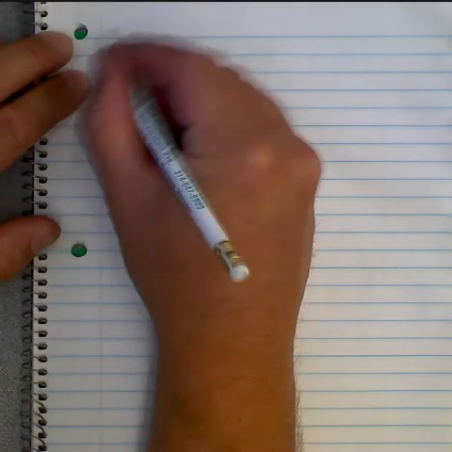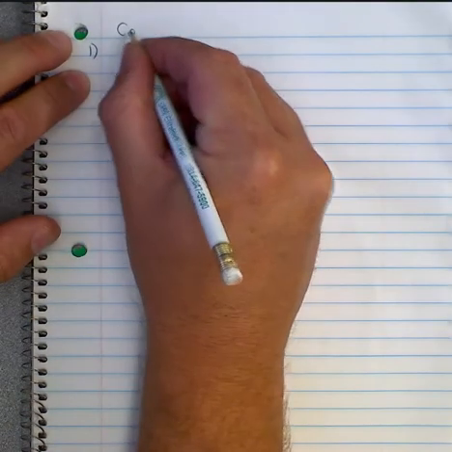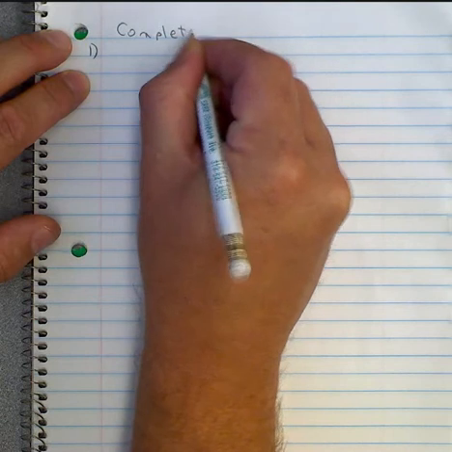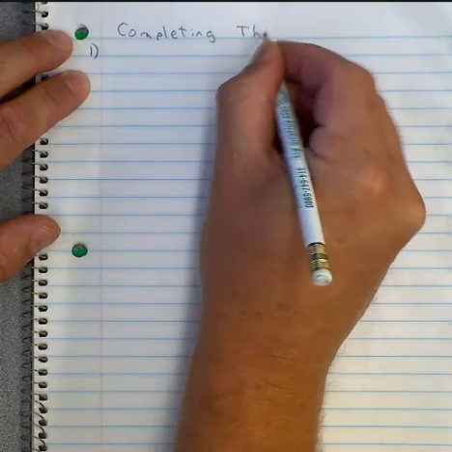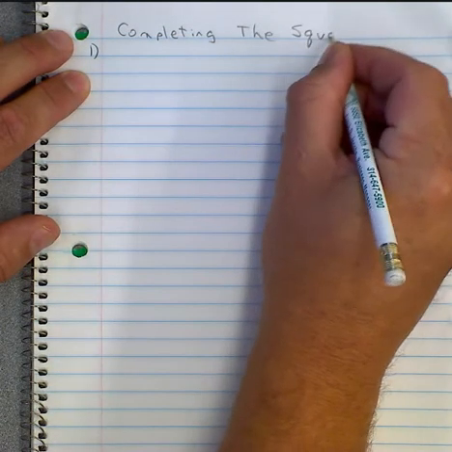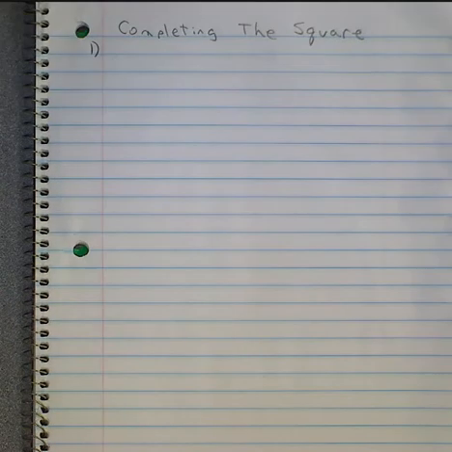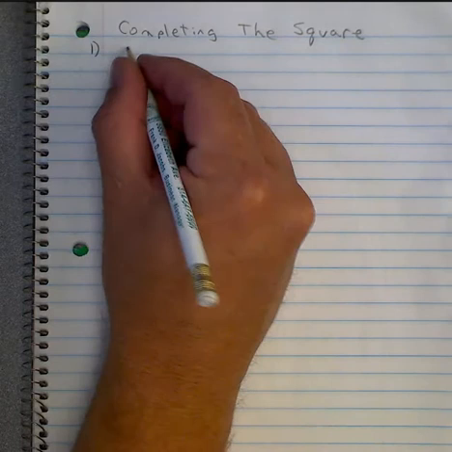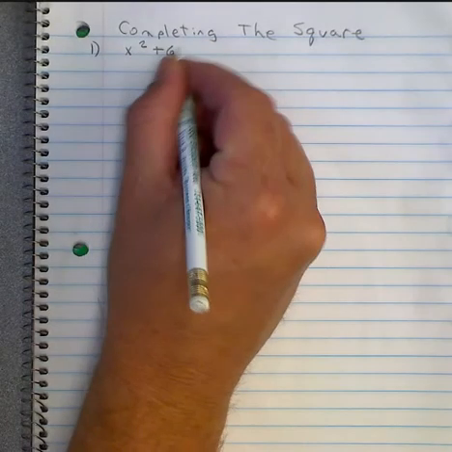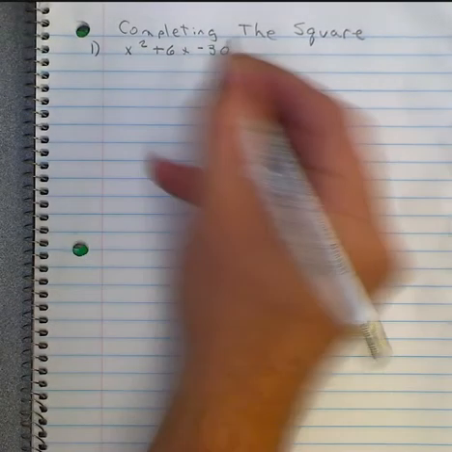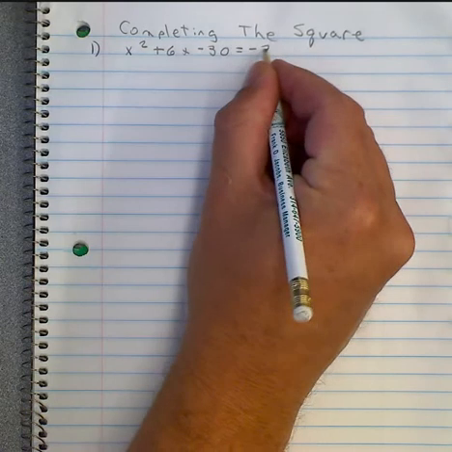So, number one, and this is completing the square. Problem number one. X squared plus 6x minus 30 equals negative 3.